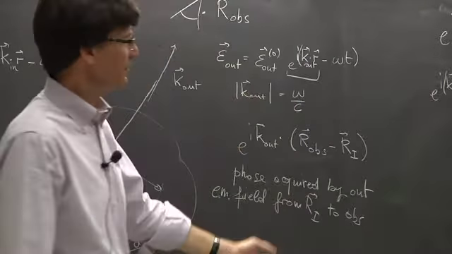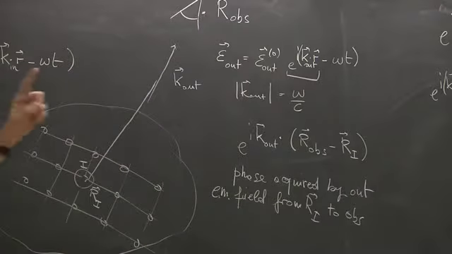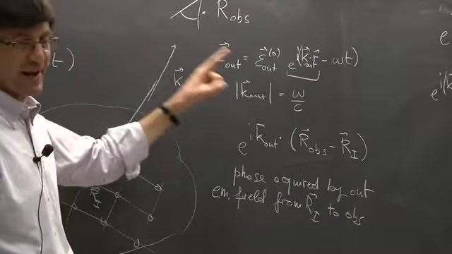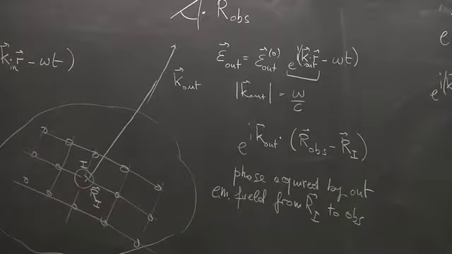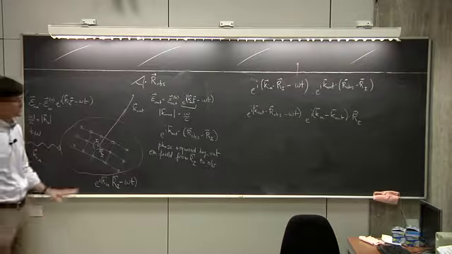I just said I position myself arbitrarily around my system. So what I can play with, of course, is the direction of K out. And so far, I have put no constraint on the direction yet. So this is general.